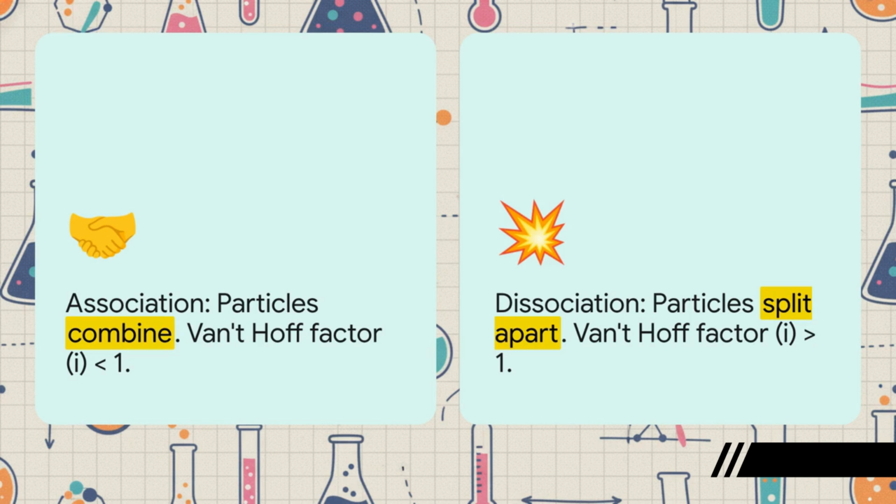If they dissociate, or split apart, like NaCl does into Na plus and Cl minus, you have more particles, so i is greater than 1. Examiners absolutely love testing this in numerical problems.